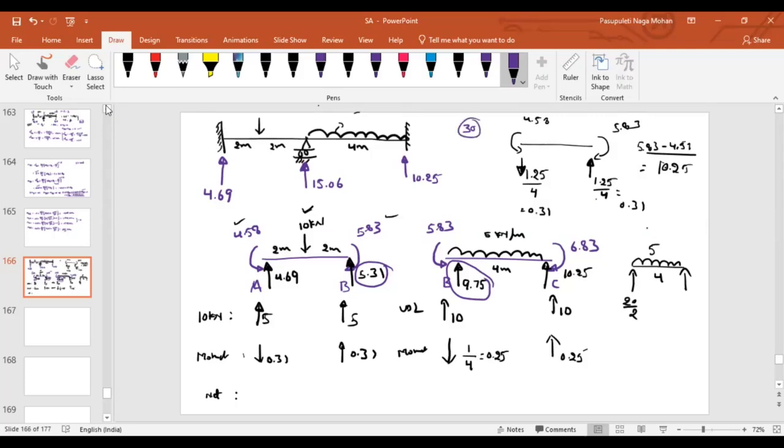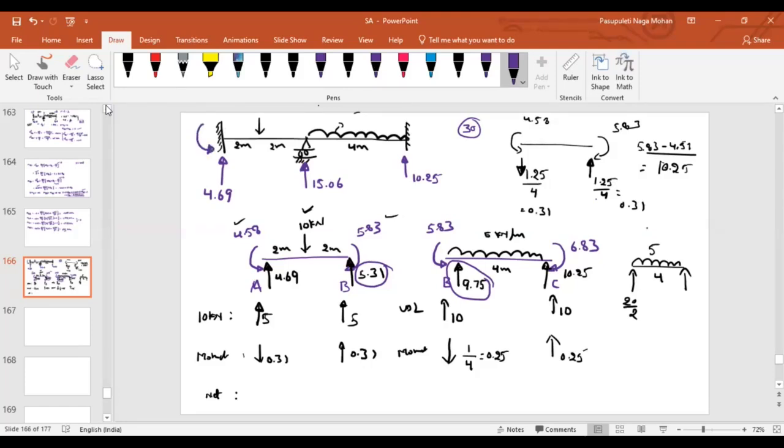Yes, sir. See sir, the total downward force. So what is the total downward force? 10 on the AB, 5 into 4, 20, 20 on the BC. So total is 30. Are they balancing? Yes, sir. That means our calculations are right.